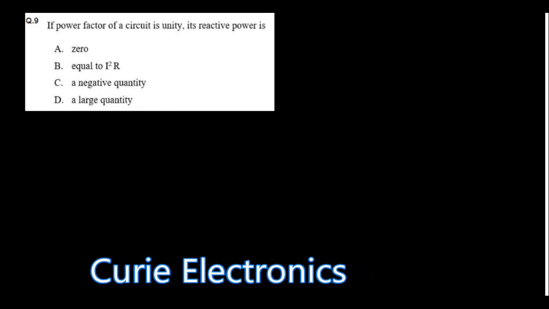The power factor of a circuit is unity. Its reactive power is, to have a reactive power we should have an inductance or capacitance. But here, if the power factor is unity, it means the circuit consists of only resistance. So its reactive power is equal to 0.